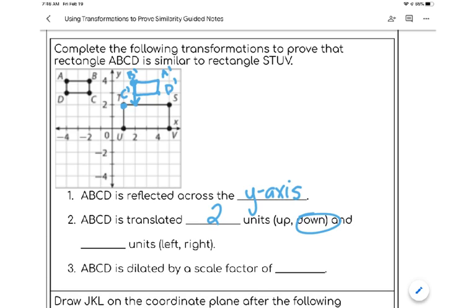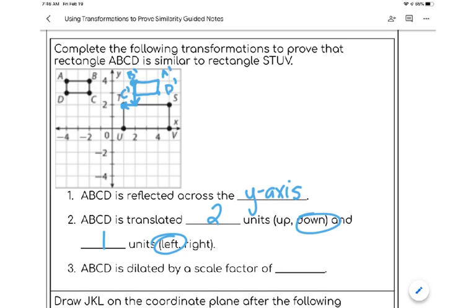Then we're going to go left 1 unit. Okay, and then it will be at its corresponding point. So now we have reflected over the y-axis, we've translated it, but now we've got to enlarge it. Okay, so now we're going to dilate it, and let's see how much we're going to dilate it.